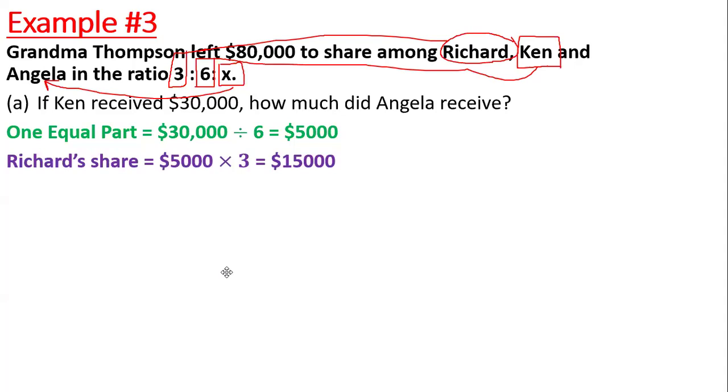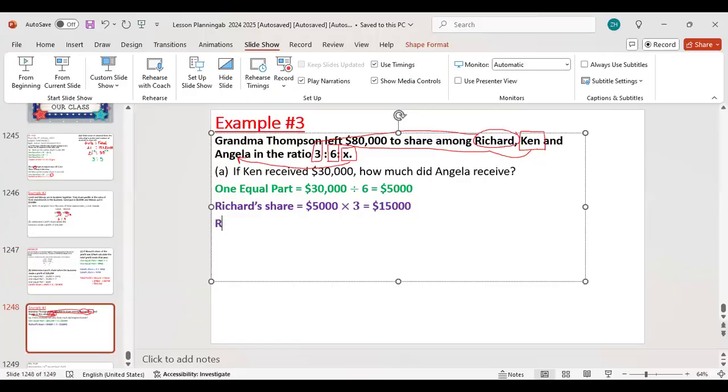Go ahead, Trayvon. I find Angela. Yes, sir, I understand. So Richard's share is 15,000. Now we need to figure out what is Richard's share and Ken's share. 45,000, very good. Anyone else got 45,000? Ken's share is 30,000. It's going to be the 30,000 from Ken and the 15,000 from Richard.